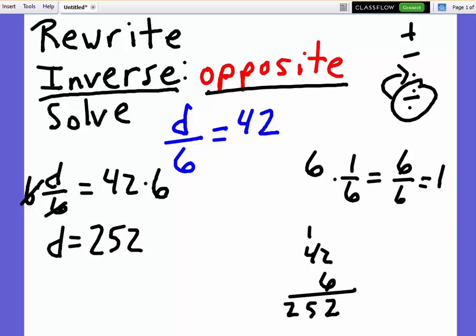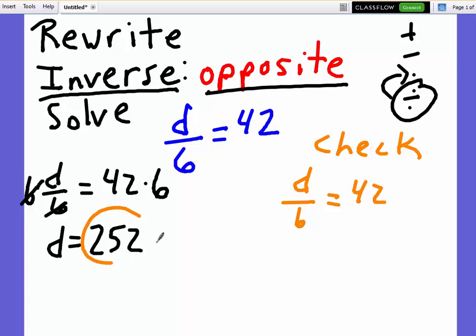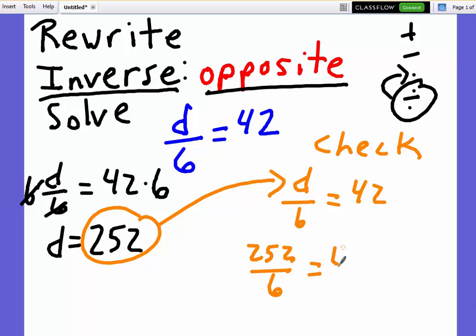Am I done? Not yet. Remember, I'm still going to check my work. So here is my checking. I rewrite my problem. d divided by 6 equals 42. I substitute d in. So 252 divided by 6 equals 42. Then I need to check, does 252 divided by 6 equal 42? Well, I'm just going to do my work off to the side.